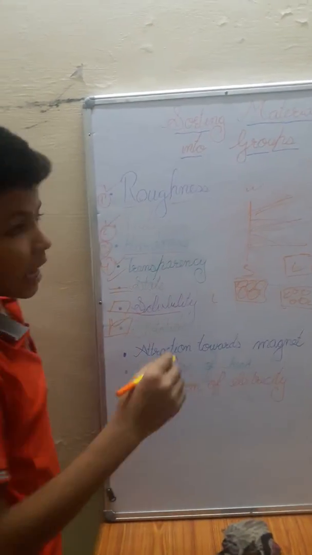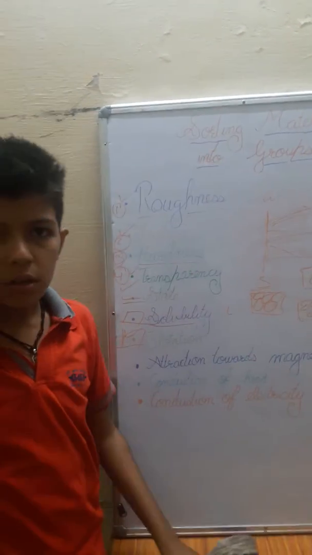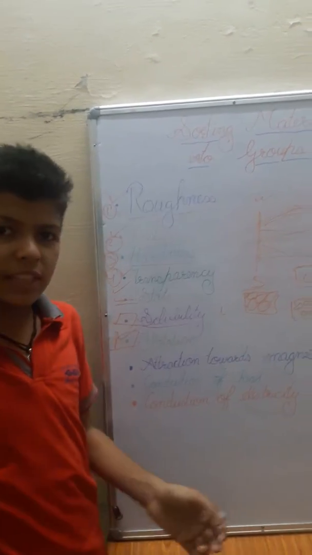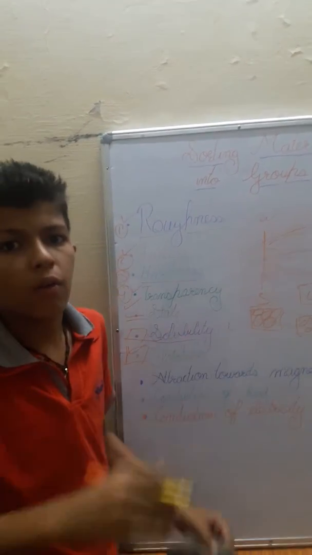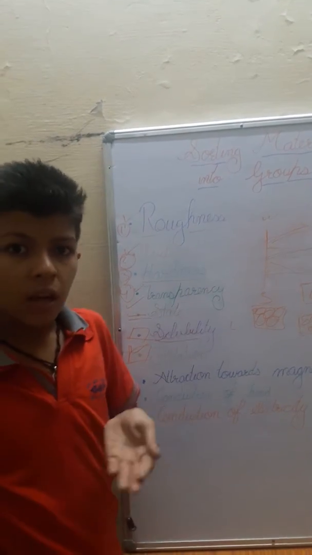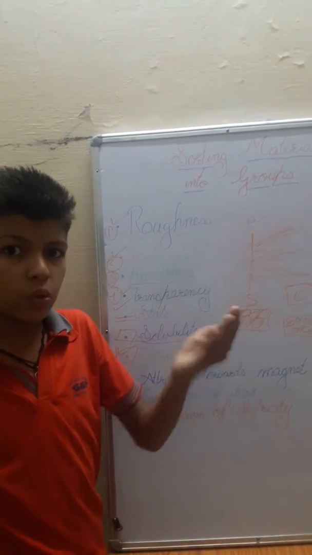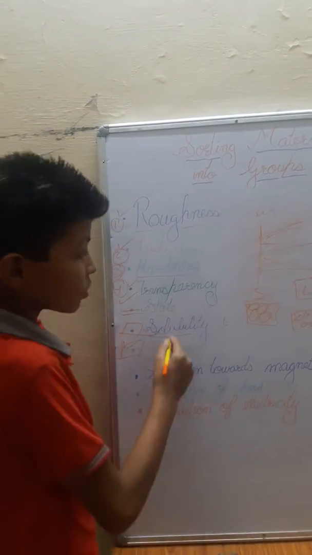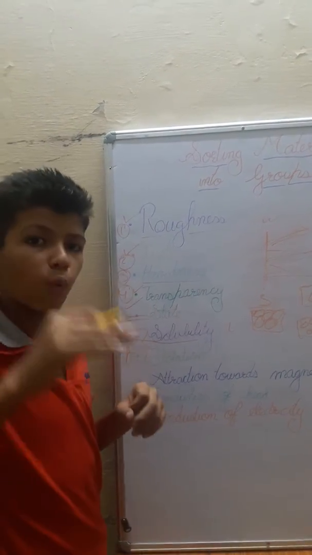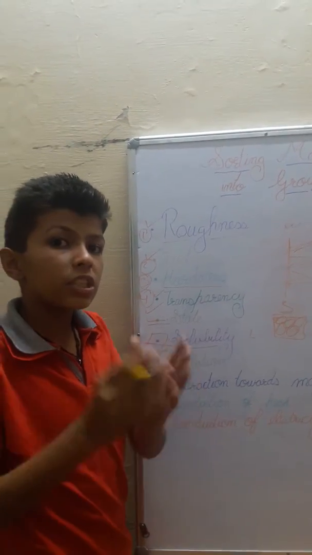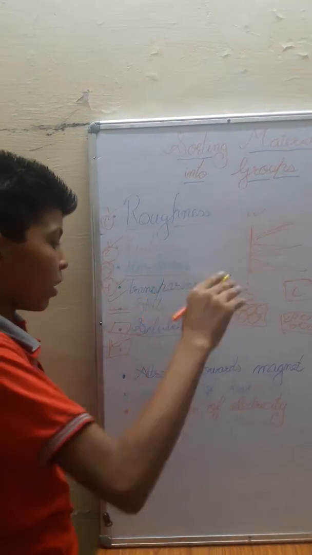Flotation. Friends, if you throw a rock into the water, it sinks. But if you take a large ship, it floats on water. Why? The stone is lighter than the ship, but the ship floats and the stone sinks. Why? Because the density of the stone is higher than the water, so it sinks, but the density of the ship is lower than the water, so it floats on the water.